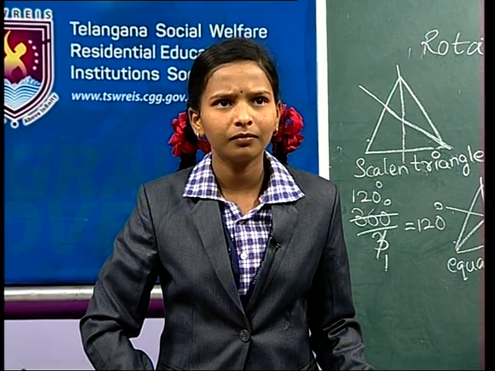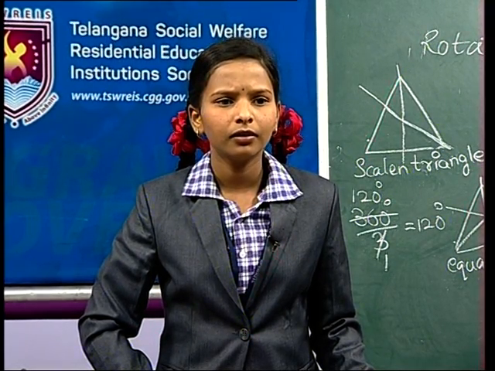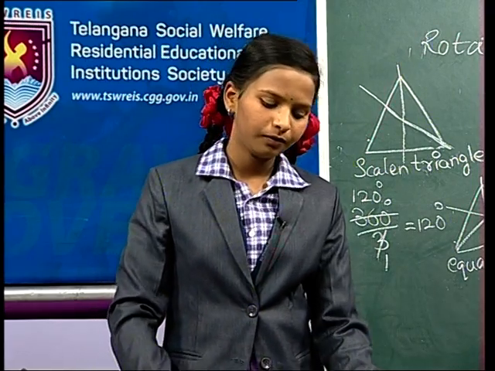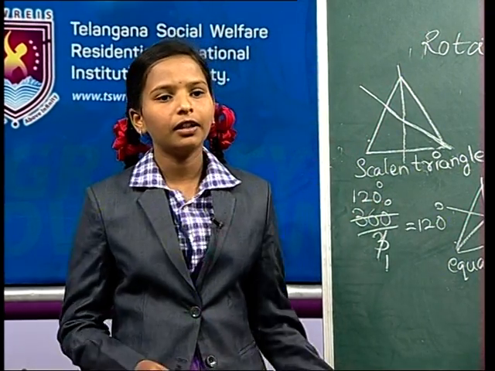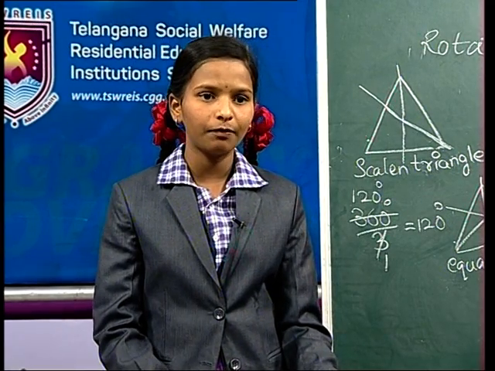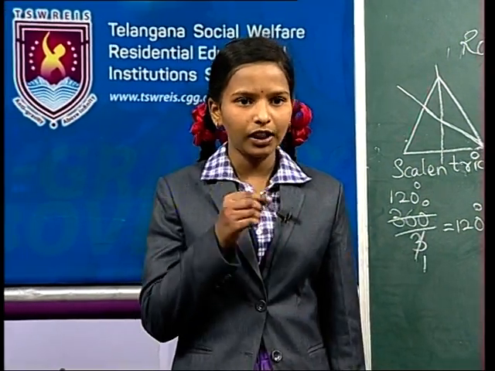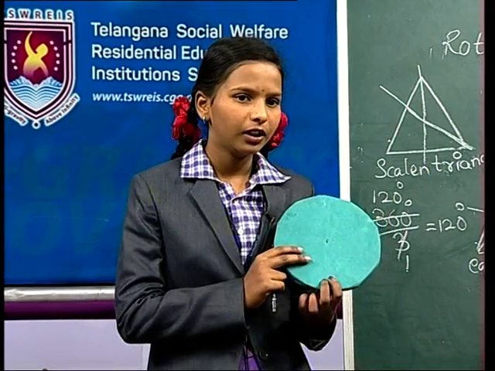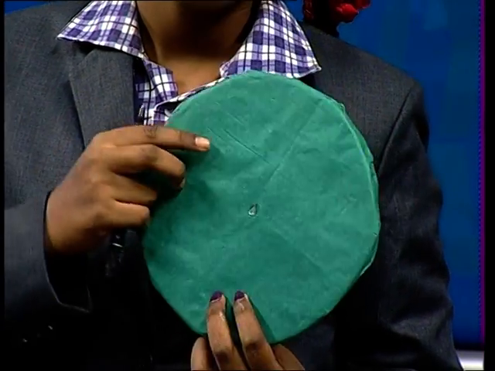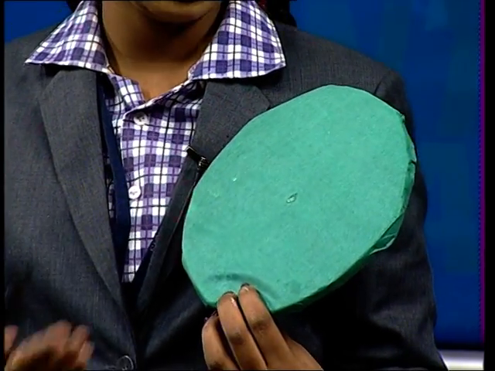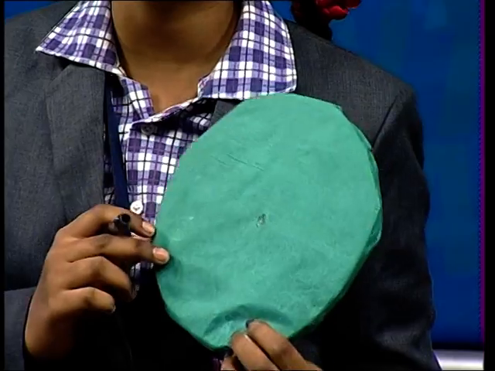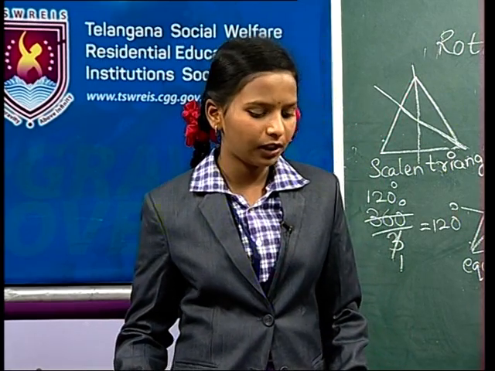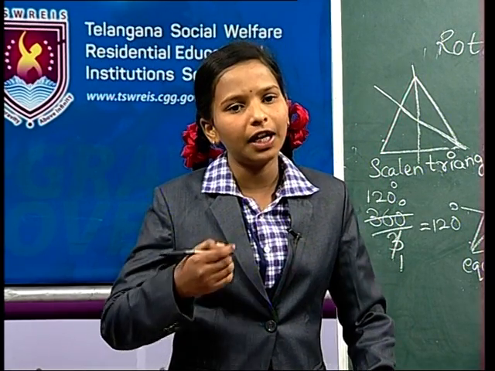Can you tell where we use rotational symmetry? In your daily life, where do we use rotational symmetry? Okay, Swaro. I will clear your doubt. We can see rotational symmetry in our daily life, for example, a car wheel. Think of a car wheel. It is rotating like this. So it has infinite lines. It has rotational symmetry of infinite order. So we can use it in our daily life. We can use symmetry in our daily life anywhere, anything.